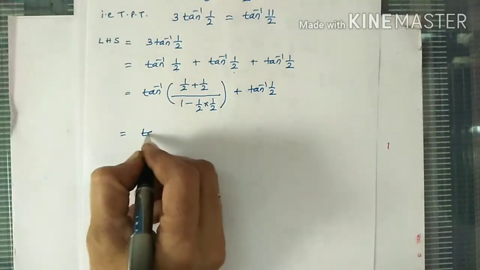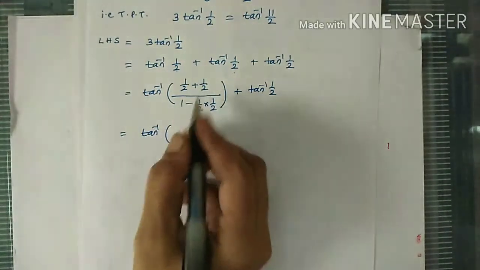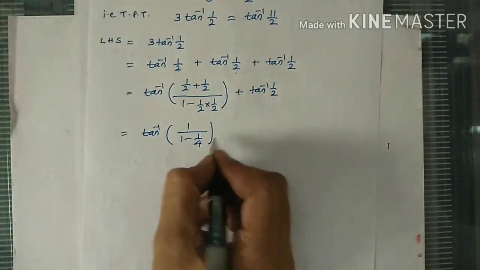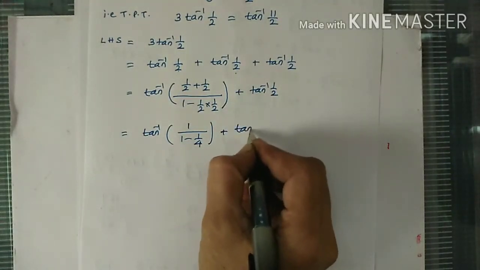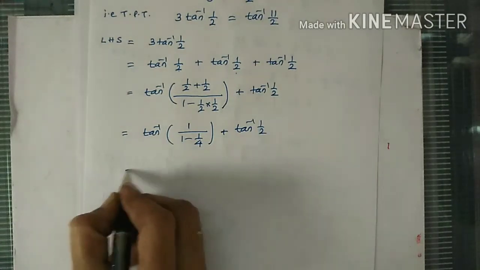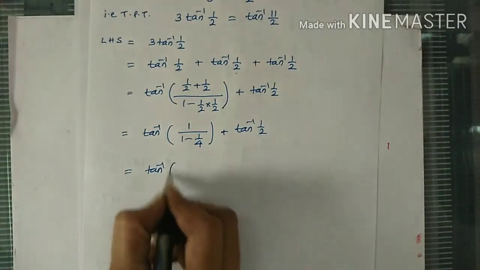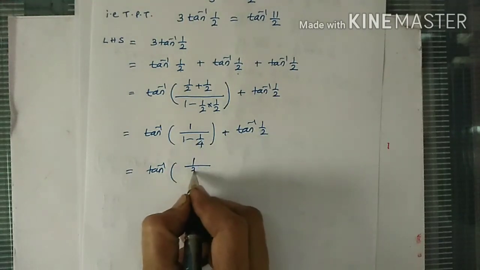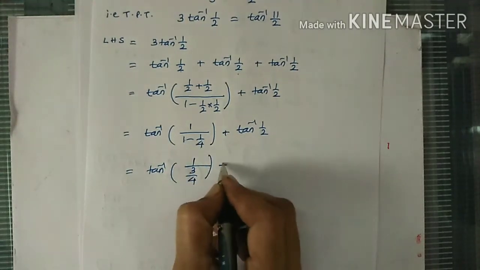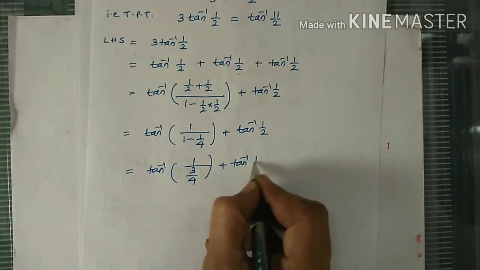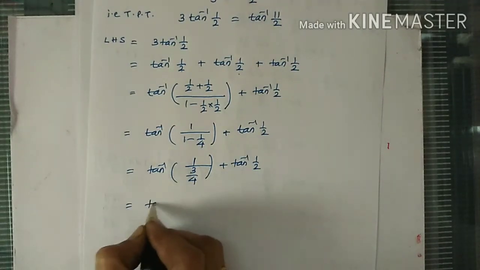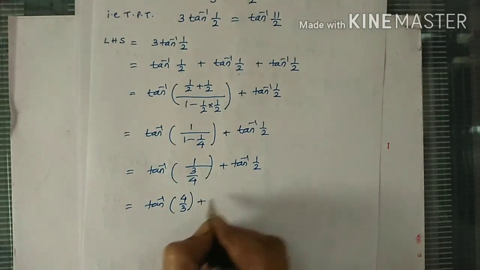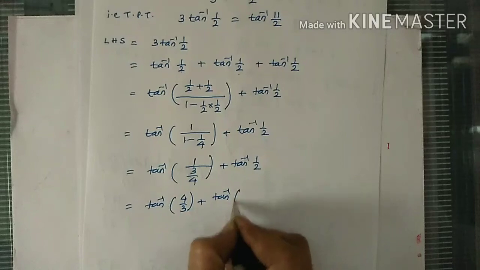So simplifying the terms, we get tan inverse of half plus half, which is 1, over 1 minus 1 by 4, plus tan inverse of 1 by 2 as it is. So that becomes tan inverse of 1 upon 1 minus 1 by 4, which is 4 minus 1, that is 3 by 4, plus tan inverse of 1 by 2. Now the reciprocal of the term is 4 upon 3, plus tan inverse of 1 upon 2.